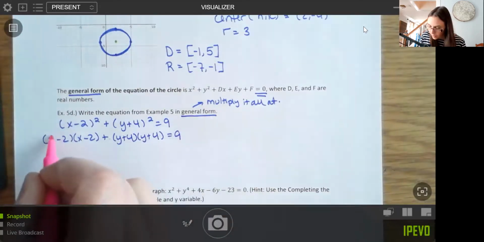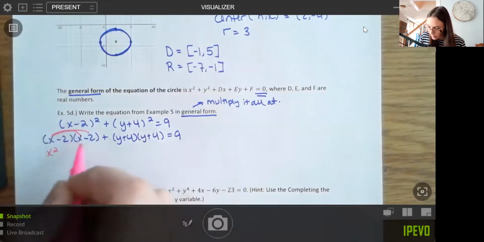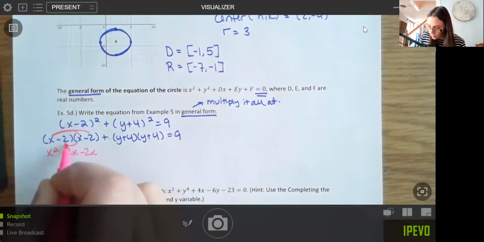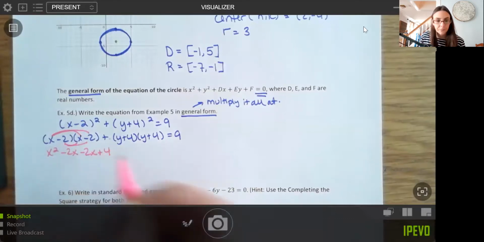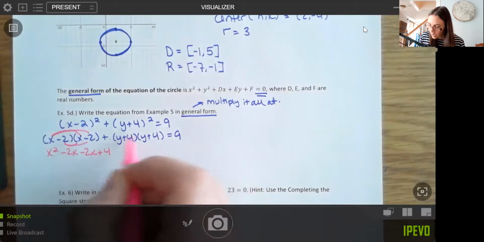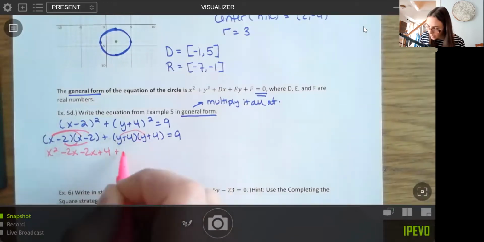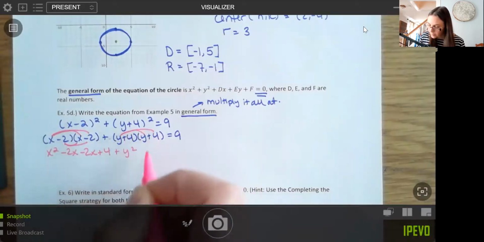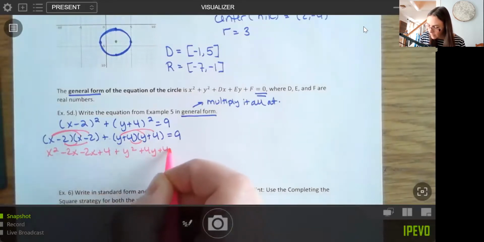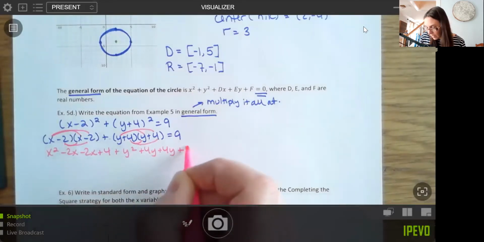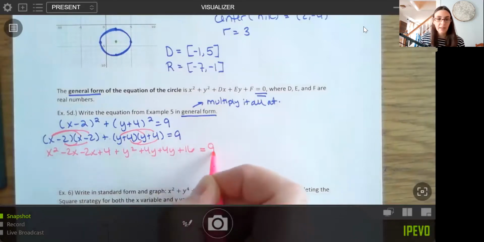So I'm going to distribute here. x times x is x squared. x times minus 2 is minus 2x. I have the same thing on the inside. And then negative 2 times negative 2 is positive 4. I do the same thing for the y's. y times y is y squared. y times 4 is 4y. Same thing on the inside. And then 4 times 4 is 16. And then I still have that equal 9.